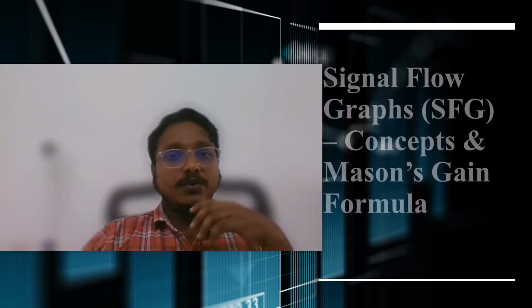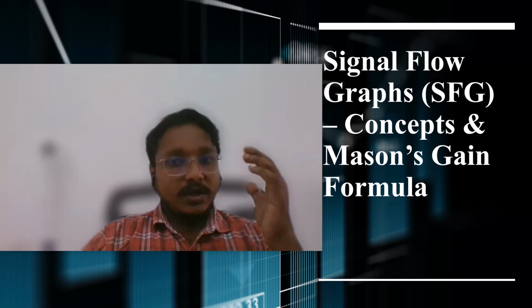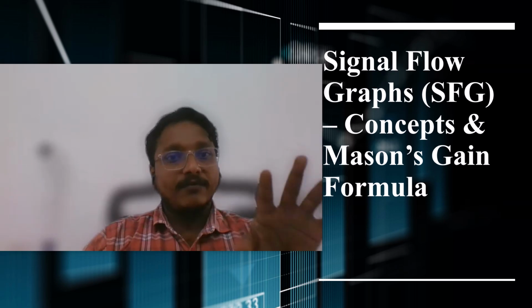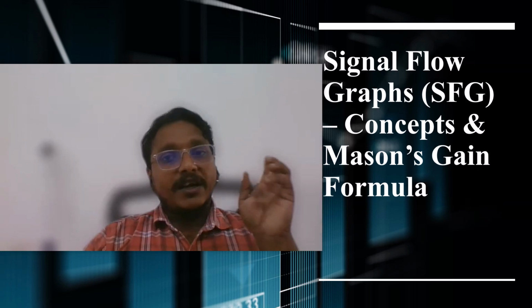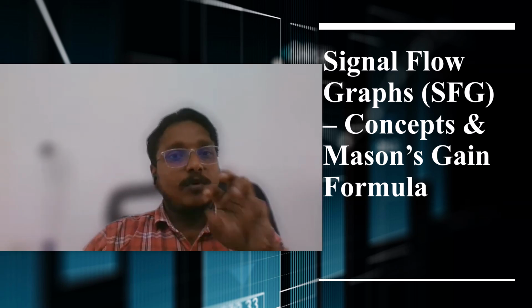Hello everyone. So this is the final topic of module one, that is signal flow graphs. It is very similar to the block diagram representation, but it looks a little bit different. When you see that one, then you can understand. So what are the concepts of signal flow graphs, and what is the Mason's gain formula, where it is used to reduce the total signal flow graph into a small signal flow graph.